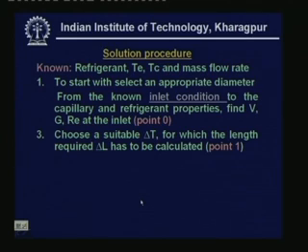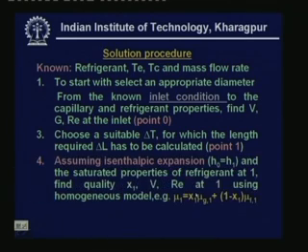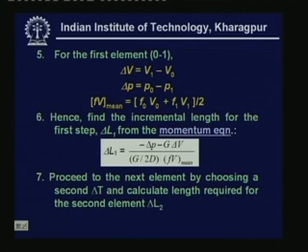Now choose a suitable delta T for which the length required, delta L, has to be calculated. Assuming isenthalpic expansion and the saturated properties of refrigerant at 1, find quality x1, V, Re at 1 using homogeneous model. This I have already explained to you. For the first element, delta V is equal to V1 minus V naught. You know V1 and you also know V naught, so we can find out V1 minus V naught, and delta P is equal to P naught minus P1, which are known to us, and f mean is nothing but (f naught V naught plus f1 V1) by 2, where f naught and f1 are the friction factors at point 0 and 1, V naught and V1 are the velocities at point 0 and 1. Okay. Hence we can find out the incremental length for the first step, delta L1, from the momentum equation.